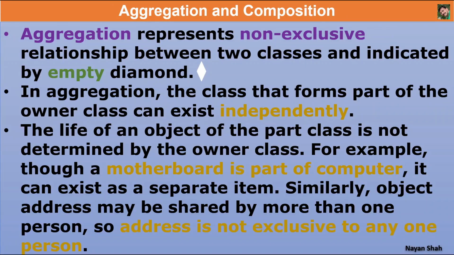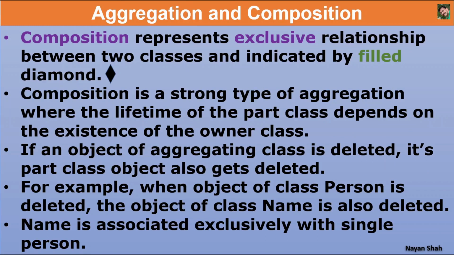We'll see that. So I hope you understood first aggregation. Aggregation is non-exclusive relationship between two classes, and they are indicated by empty diamond symbol. Composition. Composition represents exclusive relationship between two classes, and it is indicated by filled diamond symbol. Remember, aggregation is indicated by empty diamond symbol, and composition is indicated by filled diamond symbol. Aggregation is non-exclusive relationship. Composition is exclusive relationship.